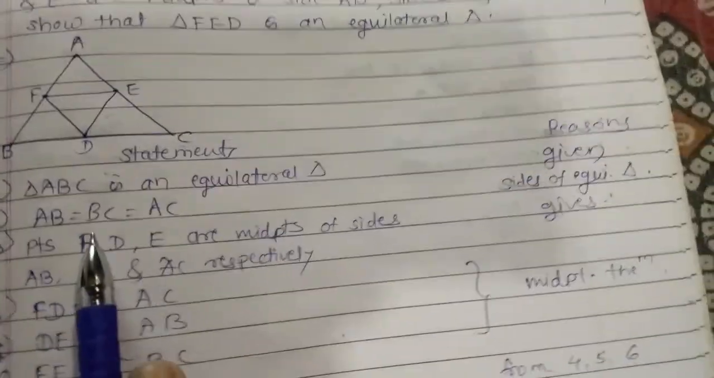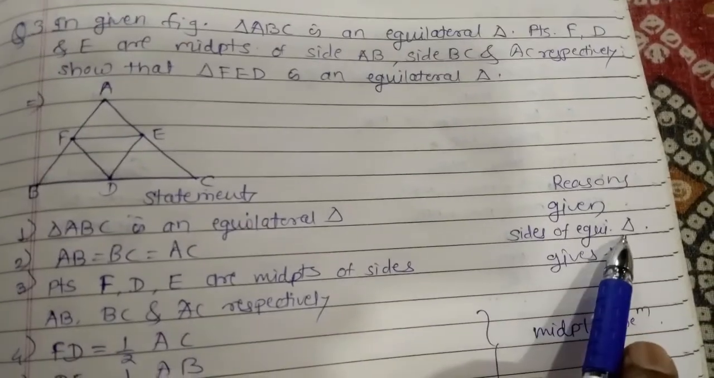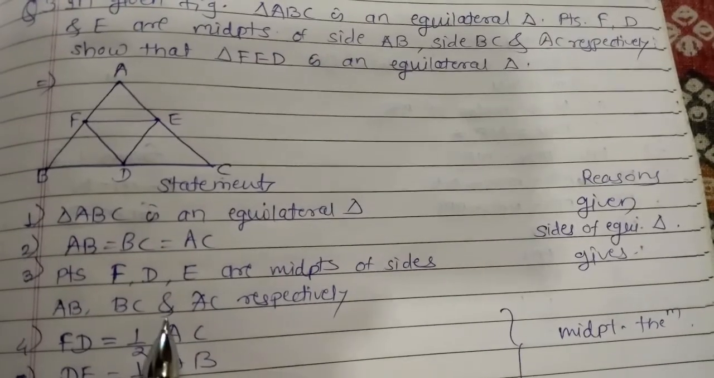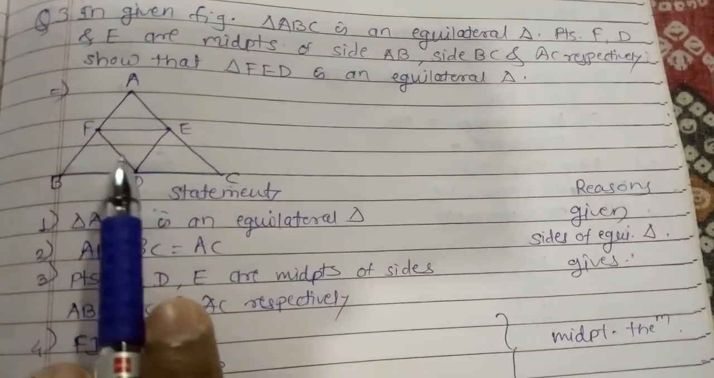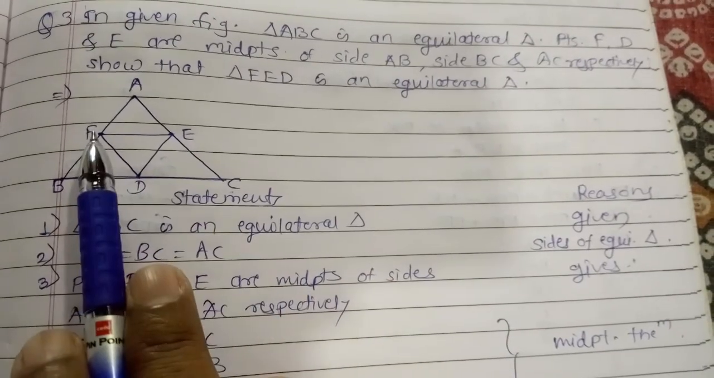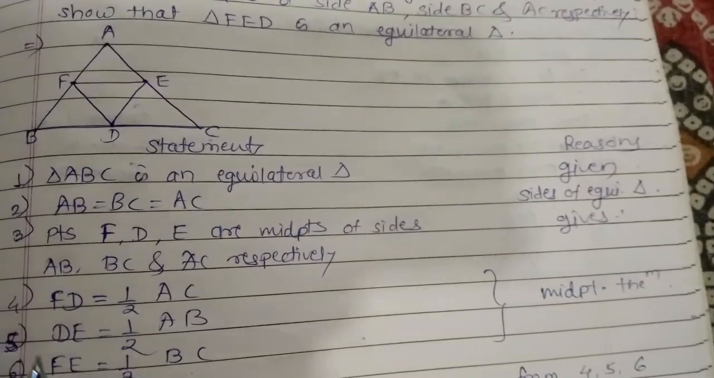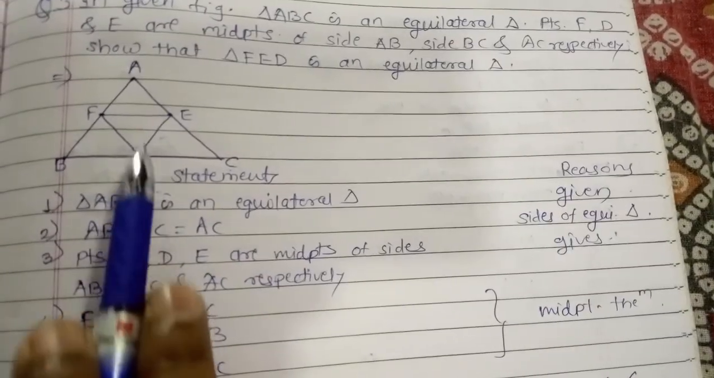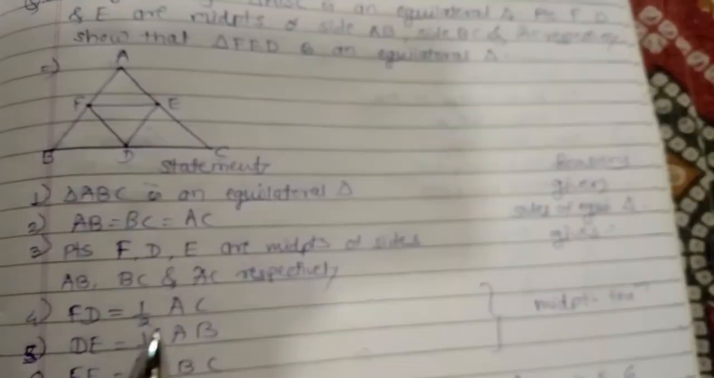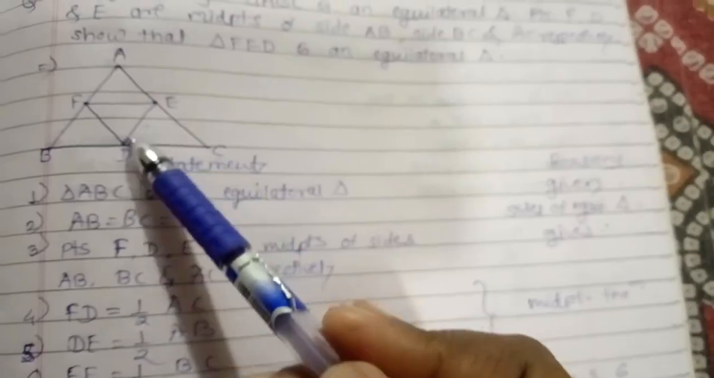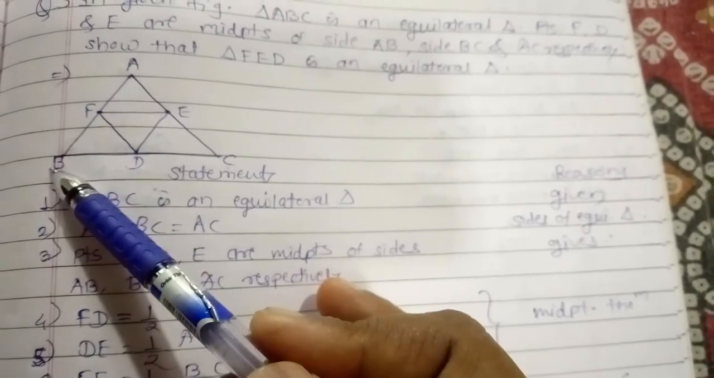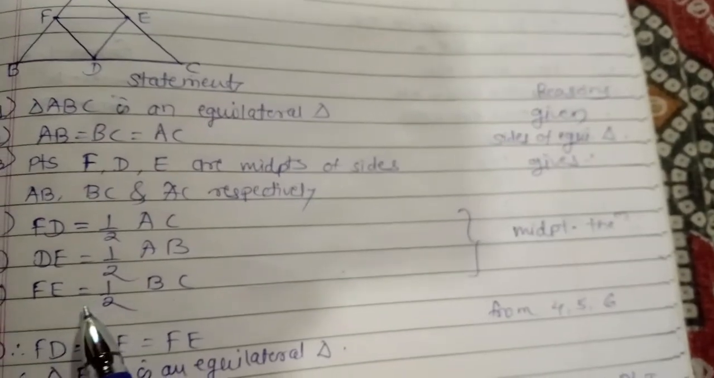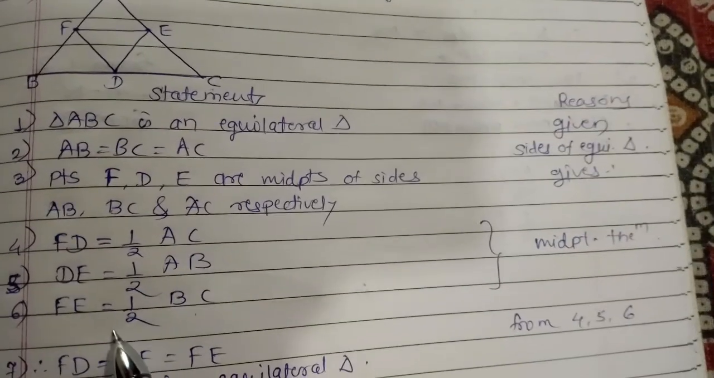So all sides are the same, that is AB is equal to BC is equal to AC, that is the sides of the equilateral triangle. You are given that F, D, E are the midpoints of the sides AB, BC and AC respectively. So by the midpoint theorem we can write that FD is half of AC. Next, DE is half of AB, and last, EF is half of BC. So ये हम लिख सकते हैं according to the midpoint theorem.